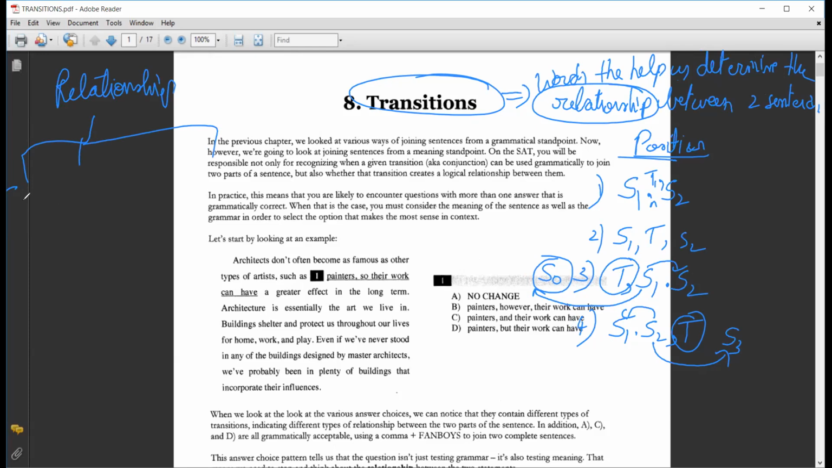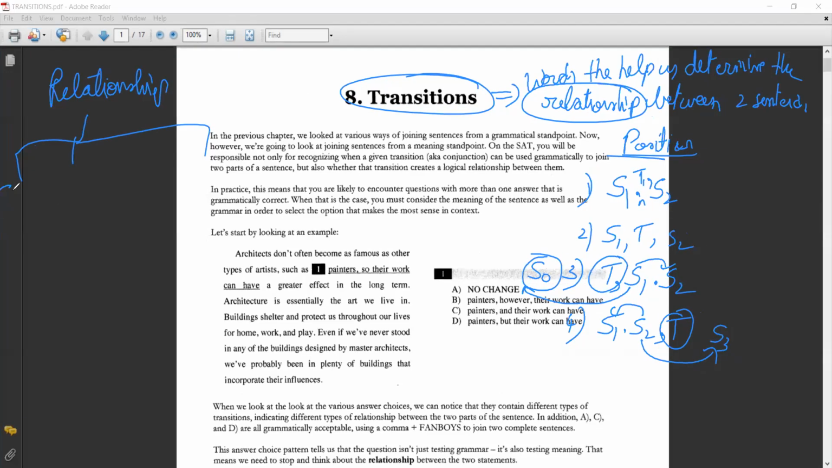The first type is called a continuer. The second type is called a contradictor. And the third type is called cause and effect. Now, what is a continuous relationship? What is a contradictory relationship? And what is a cause and effect relationship? How do you determine it?